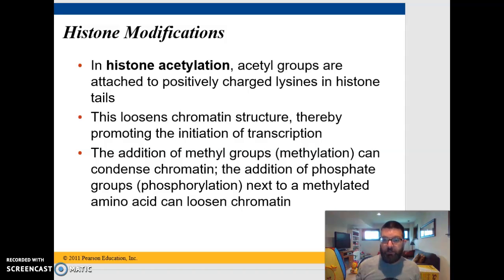One of the ways that you can loosen it up is by adding acetyl groups to those histone proteins around which the DNA is wrapped. So these acetyl groups are attached to these positively charged lysines, and DNA is negatively charged, and so that causes it to loosen up a little bit. The addition of a phosphate group can also loosen chromatin. The addition of methyl groups tends to tighten it up. So acetyl groups loosen, methyl groups tighten, and then if you put a phosphate by the methyl, it can loosen up again. And I've posted a couple of videos to this effect.